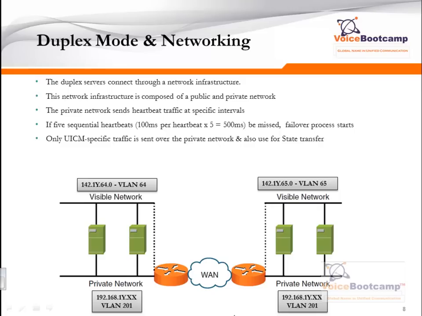In a private network, you have to make sure that only ICM traffic is passing through that network to ensure that nothing can cause delay in the network or packet drop. It is very, very important that you have an isolated private network that is not used by anybody else.